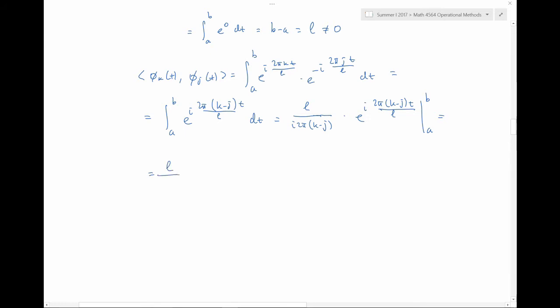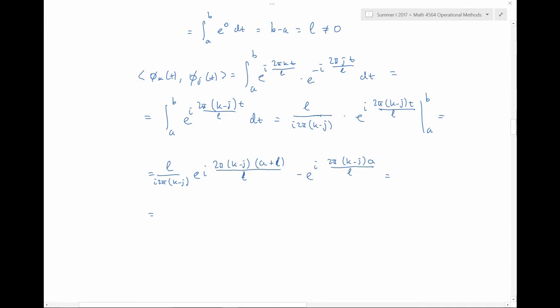So we get L over i 2 pi (k minus j) multiplied by e to the i 2 pi (k minus j), and I'm going to replace t with b, but I'm going to write b as a plus L. And you're going to see the reason why. Minus e to the power i 2 pi (k minus j) a over L.